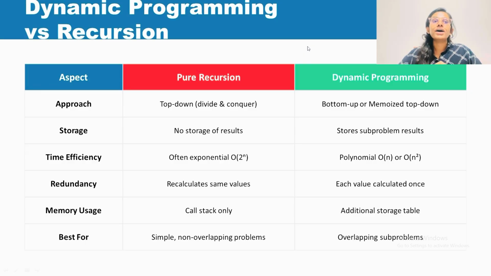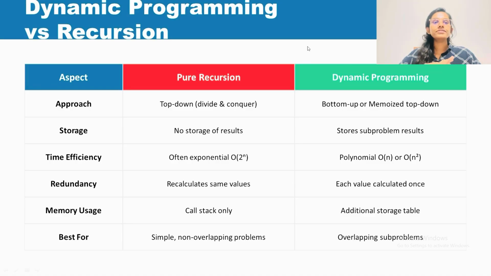Let's understand how dynamic programming differs from pure recursion. In approach, pure recursion works top-down using divide and conquer. Dynamic programming works bottom-up or uses memoized top-down recursion. The critical difference is storage. Pure recursion stores nothing while dynamic programming stores results systematically. This leads to vastly different efficiency.